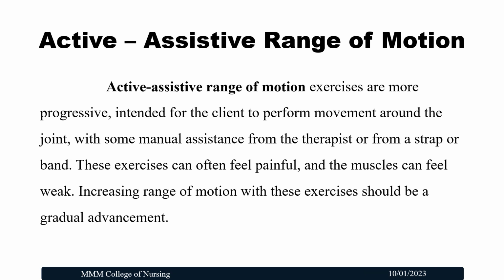Active assistive range of motion exercises are more progressive, intended for the client to perform movement around the joint with some manual assistance from the therapist or from a strap or band. These exercises can often feel painful and the muscles can feel weak. Increasing range of motion with these exercises should be a gradual advancement.